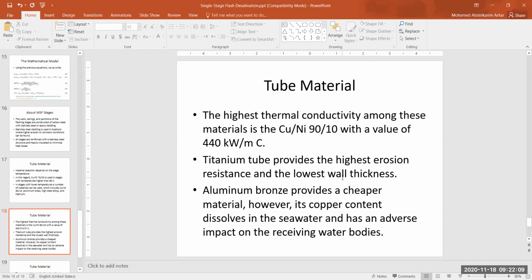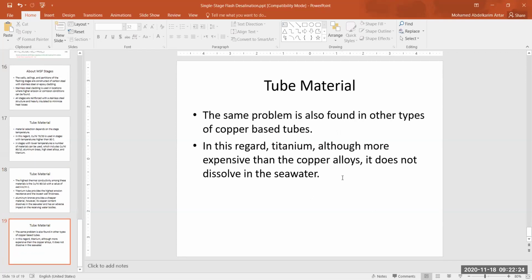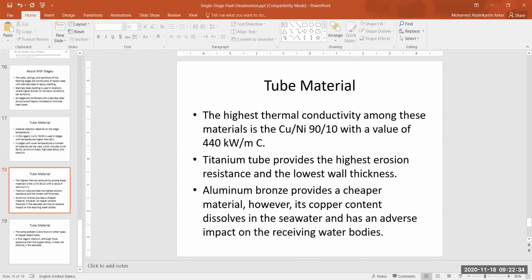Aluminum bronze is a cheaper material, but its copper content dissolves in the seawater. It's a problem with seawater and copper anyway, that it eats up the copper, so you have to protect it with the sort of alloys that we're talking about. Titanium, although expensive, for the high temperature side is the best choice for operating the unit. So that was just kind of the introduction that we have for operating the single stage flash desalination system.